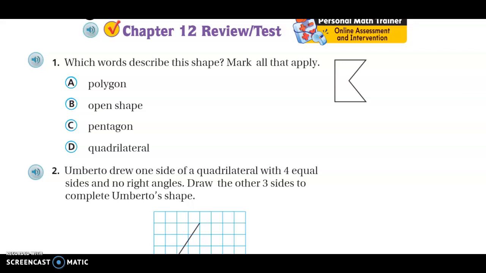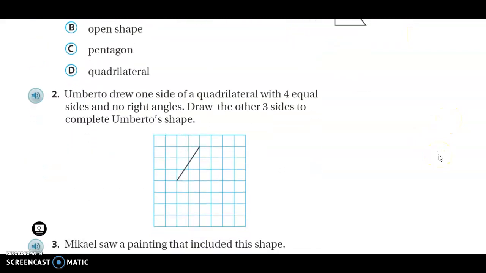All right. Which words describe this shape? Mark all that apply. This is a polygon. I'm just going to circle them, guys. It's a lot faster. This is a polygon, and it's also a pentagon. It has 5 sides. So the 2 correct answers to number 1 are polygon and pentagon. So go ahead and mark a star on there or a smiley face, however you want to mark it, because I know you probably got that one right.